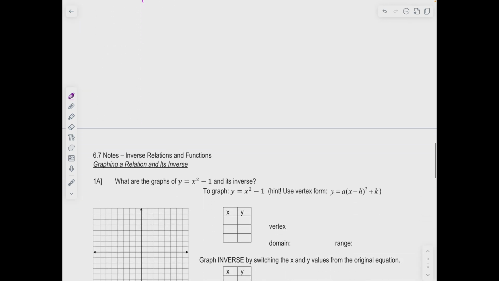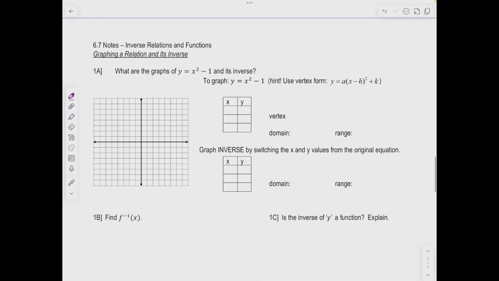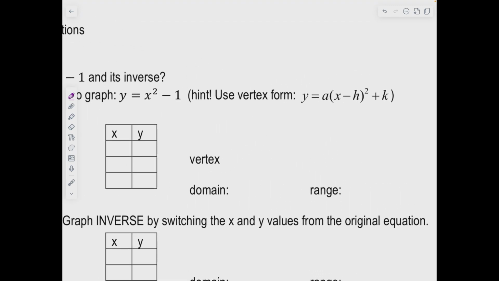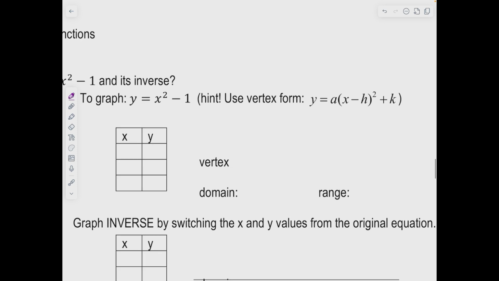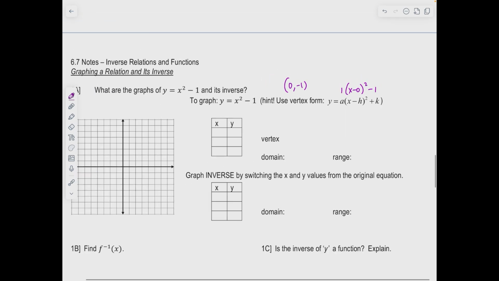Okay, so let's turn the page. What are the graphs of x squared minus 1 and its inverse? I'm going to use vertex form. Using vertex form, I have 1 times x minus 0 quantity squared, and then minus 1. So my vertex is located at 0, negative 1. That puts me right there.